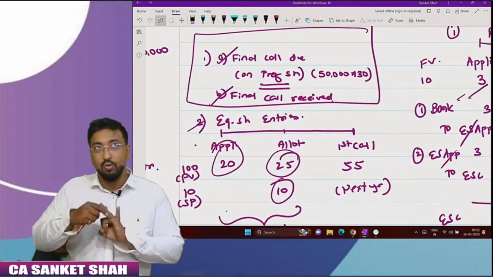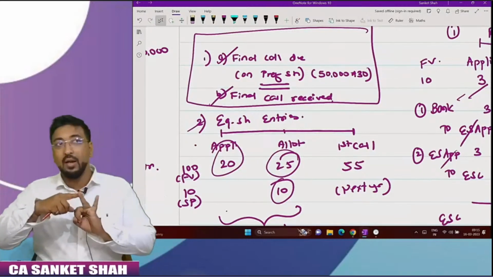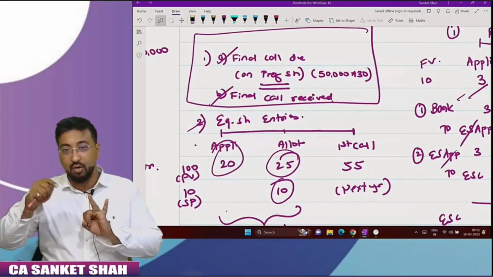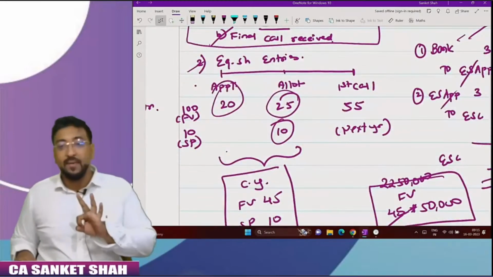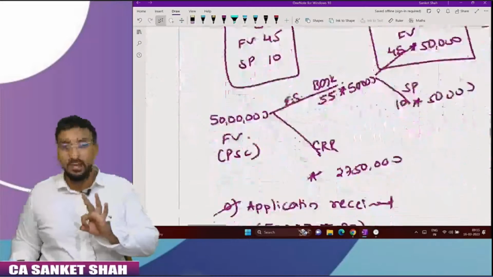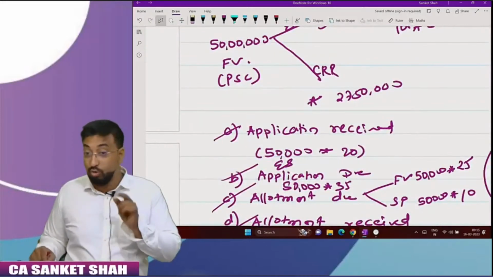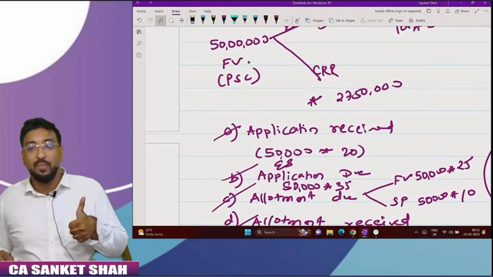Final call received. So you can check it in the study material. Bank account debit to final call. Final call will get cancelled. Next, equity share entries. Application 20, allotment 25 and 10, and 55 in the next year. So the first entry will be application received. So here received, so bank account debit to equity share application 20.